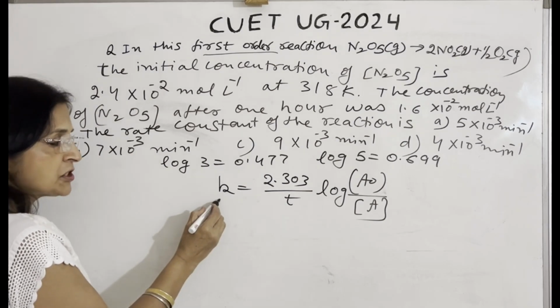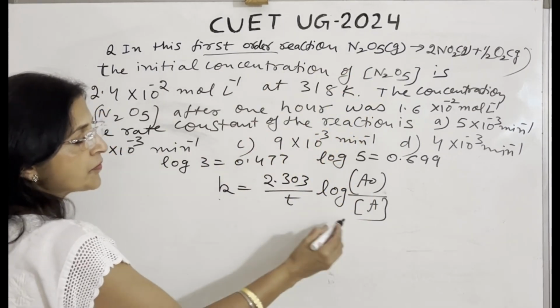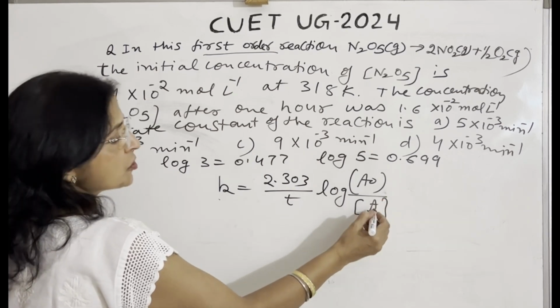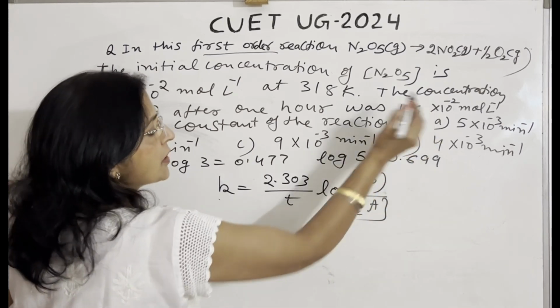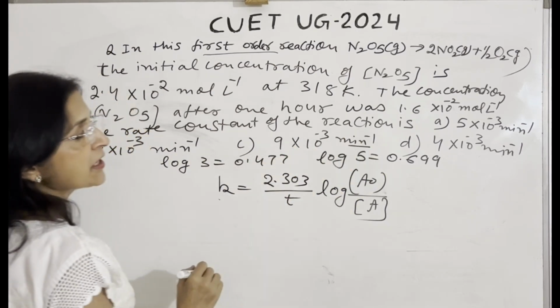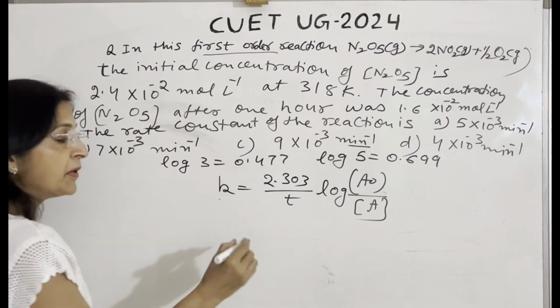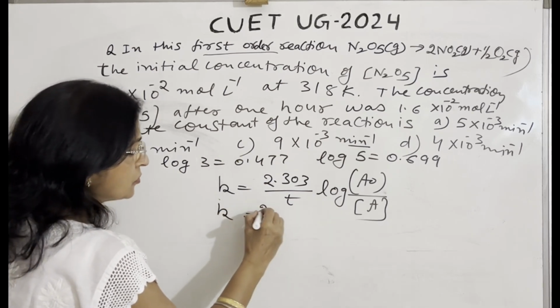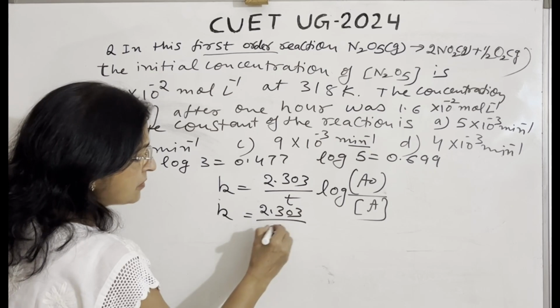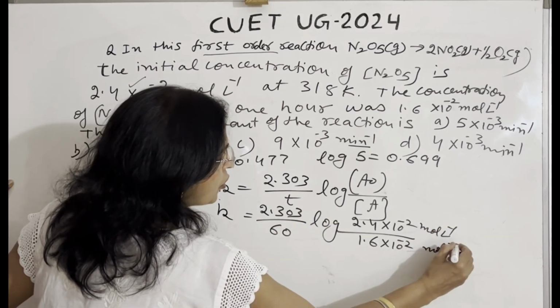K is the rate constant, t is the time, a naught is the initial concentration of N2O5 and a is the concentration of N2O5 after 1 hour. We will put all these values. In the choices it is given in minute inverse and the time is 1 hour, so we will put it here in minutes. So k is equal to 2.303 divided by 60 log of mole per liter.